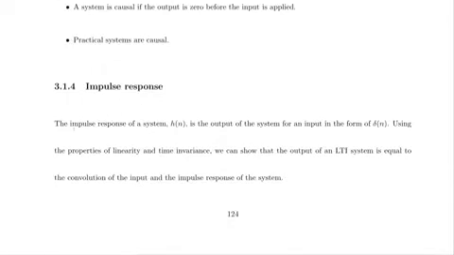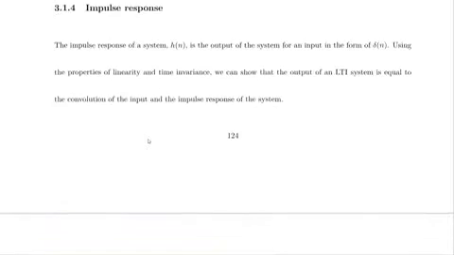Impulse response. The impulse response of a system h of n is the output of the system for an input in the form of delta of n. Using the properties of linearity and time invariance, we can show that the output of an LTI system is equal to the convolution of the input and the impulse response of the system.